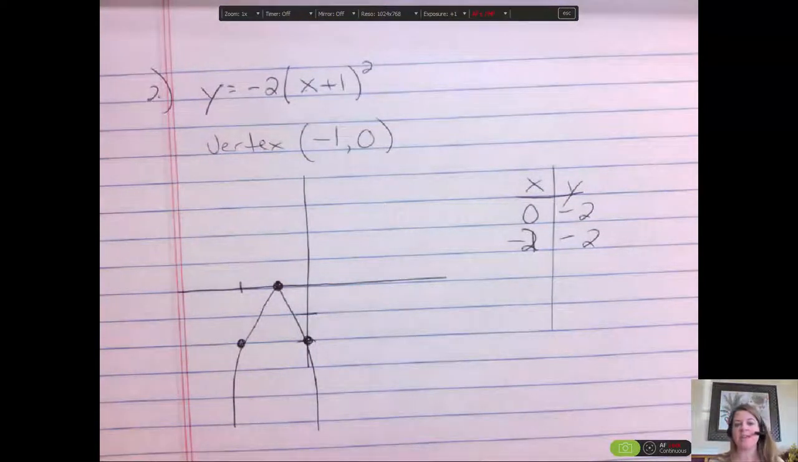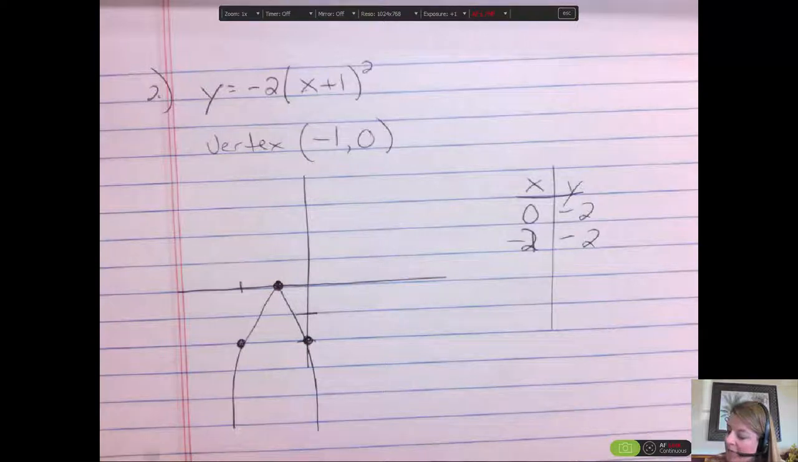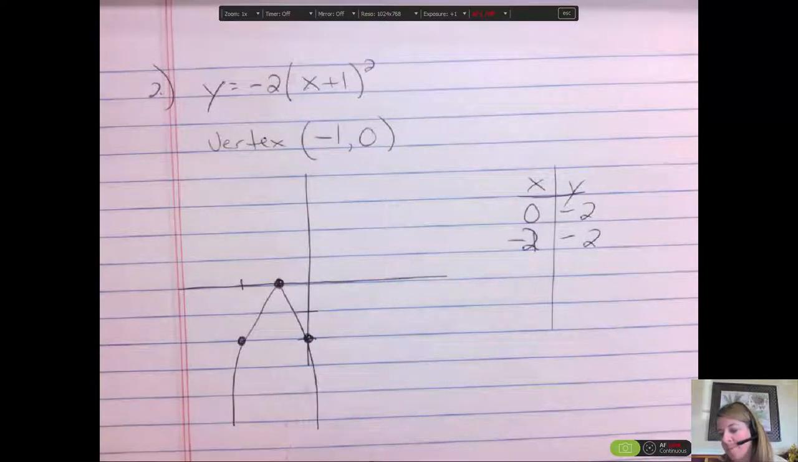Okay, does that look skinnier? I didn't do a real good job of my U. It almost looks like a V. But does that look skinnier? A little bit. And as that number gets bigger, it'll get skinnier and skinnier.